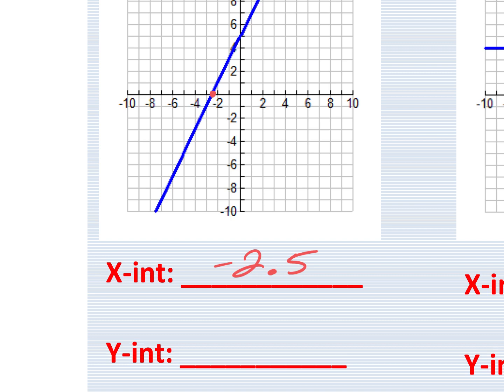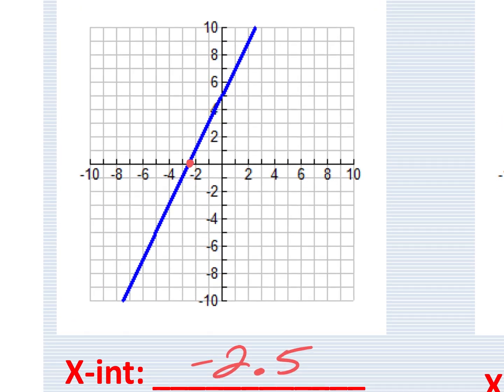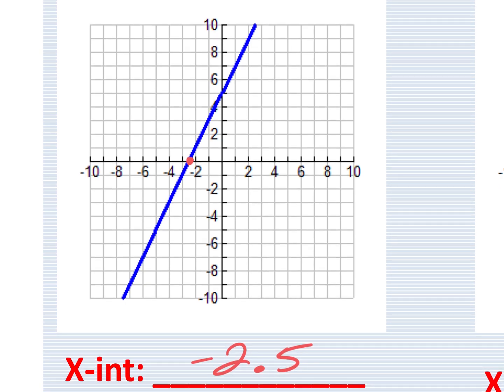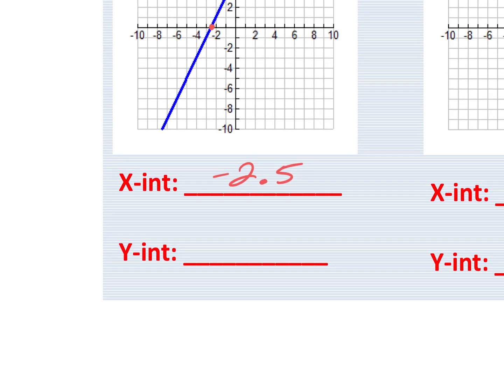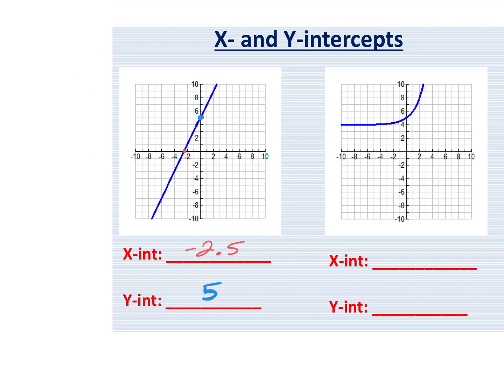Then, to find the y-intercept, I do the same thing on the graph, but I look at the y-axis. Where does it cross the y-axis? Up there at 5. So the y-intercept would be 5. Questions? Anybody?